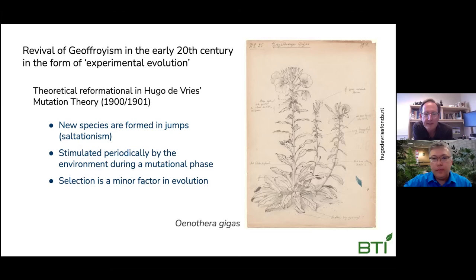On the right, this drawing is of evening primrose, Oenothera gigas. This is a new species that came from Oenothera lamarckiana. So that was the progenitor. It's very different. It's bigger. It doesn't cross to it. It breeds true.